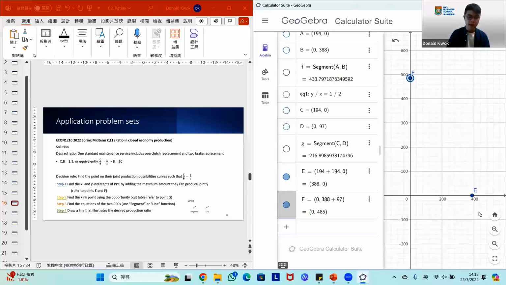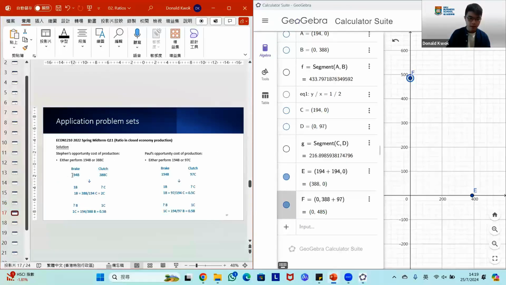Now step 2 is to find the kink point using the opportunity cost table. So let's take a look here. For Stephen's opportunity cost of production, he can either use all his time to produce 194 brake replacement or 388 clutch replacement. So we have 1B equals to 2C or 1C equals to 0.5B. Similarly for Paul, he can either use all his time to produce 194 brake replacement or 97 clutch replacement. So we'll have 1B equals to 0.5C or 1C equals to 2B.